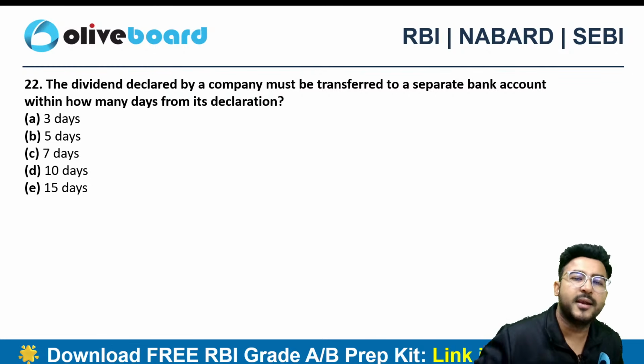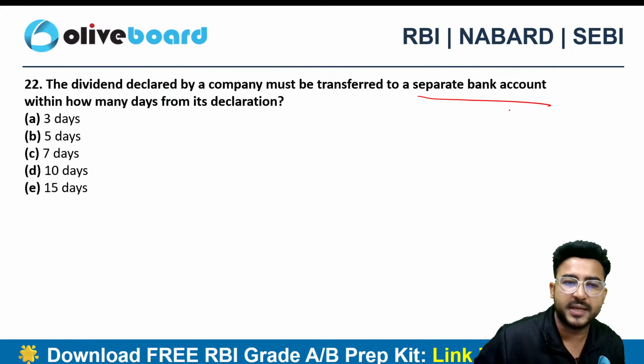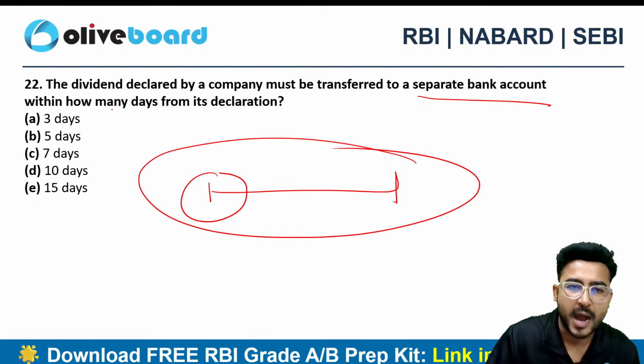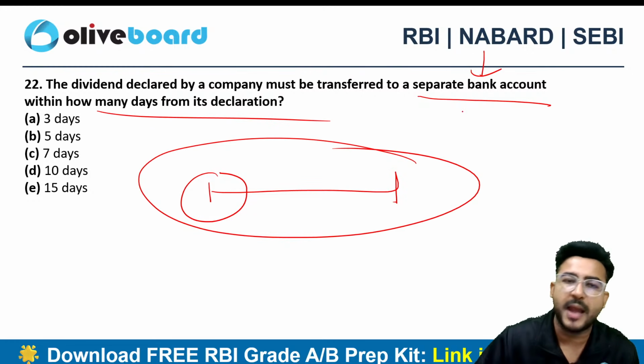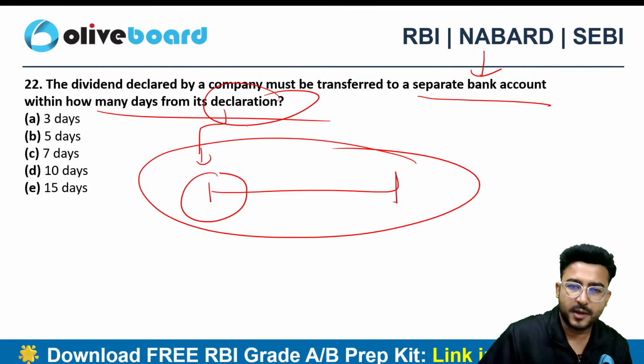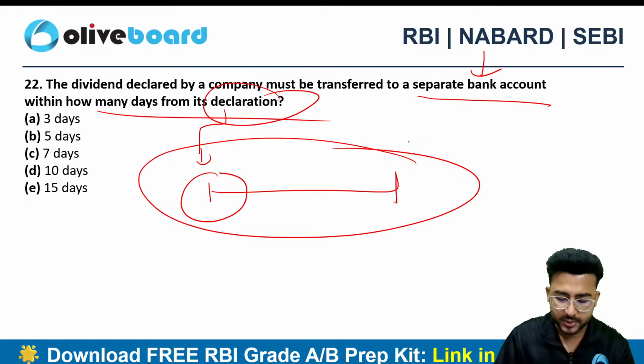The dividend declared by the company must be transferred to a separate account. Let's suppose I have declared the dividend here. Now I need to obviously transfer the amount within how many days to a separate bank account. This is the date of declaration. Now within how many days I need to transfer it to a separate account.